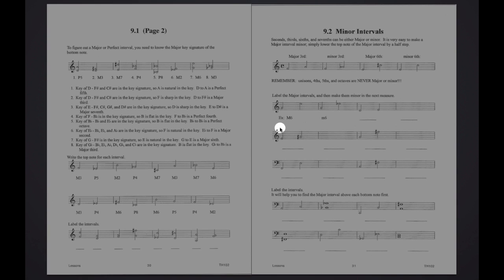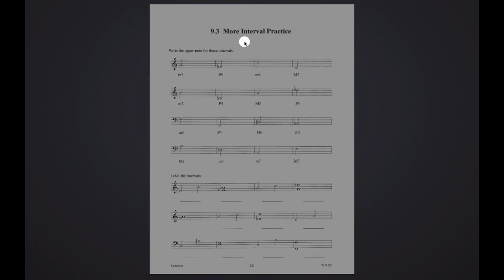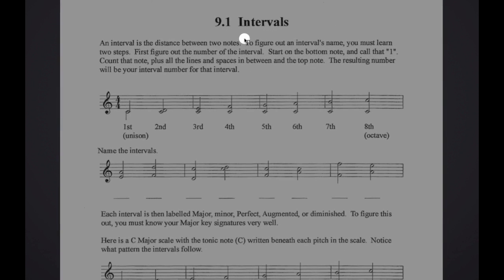Hi, this is the Flip Classroom video for Quiz 9 of Intermediate Music Theory. We're going to be talking about intervals, minor intervals, and more intervals. So first, the definition of an interval is the distance between two notes.